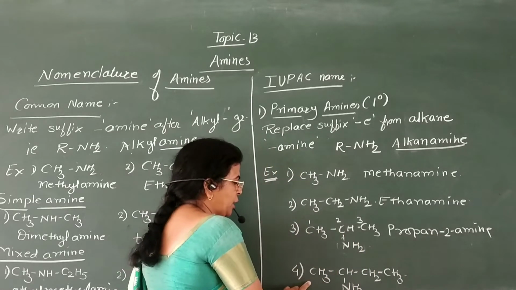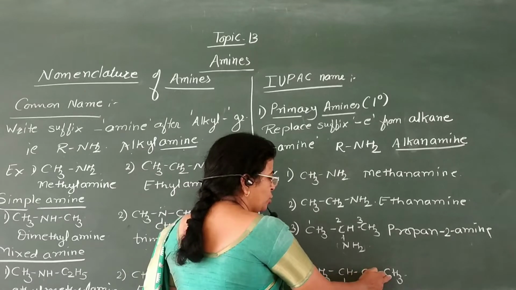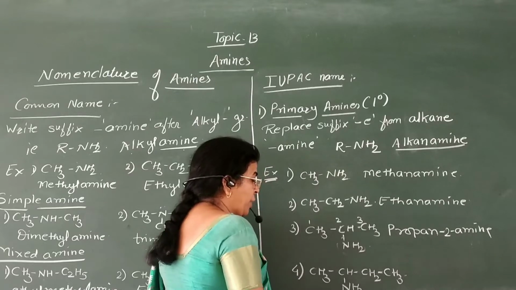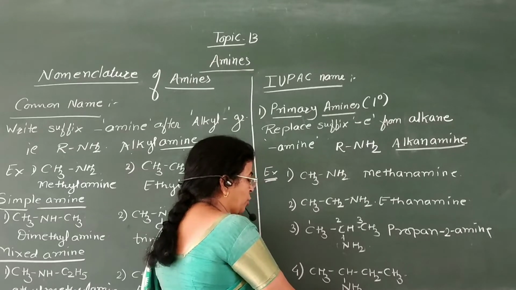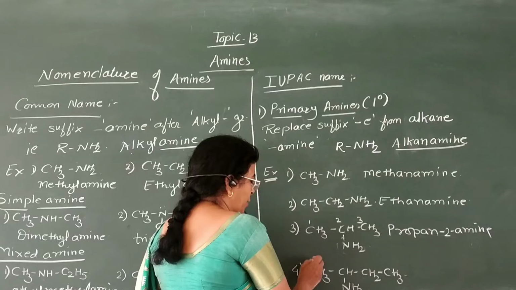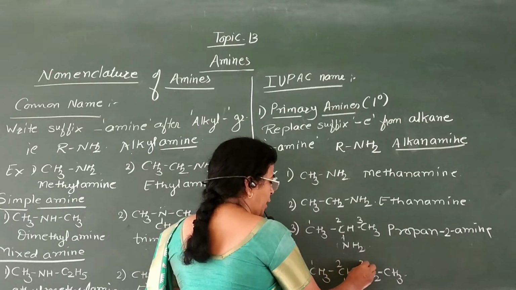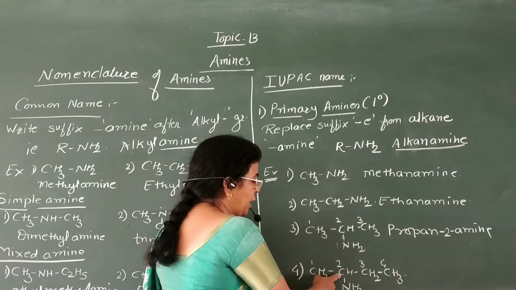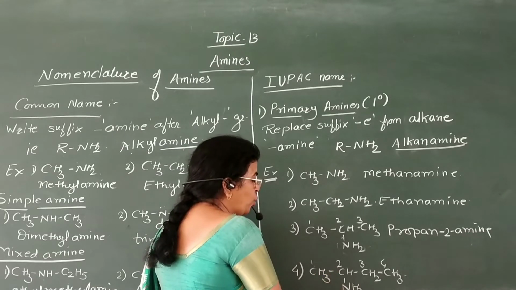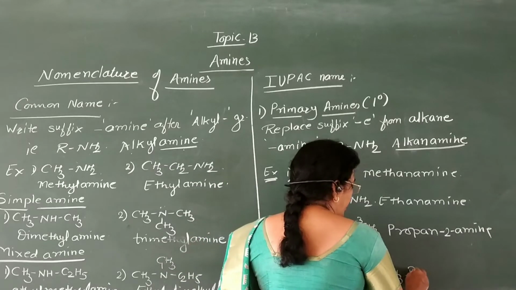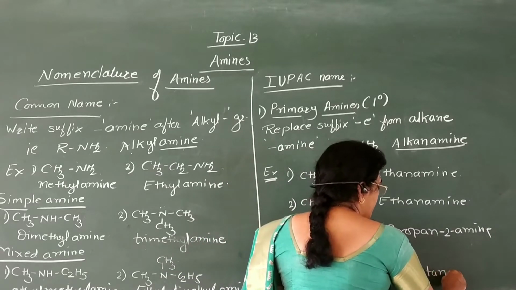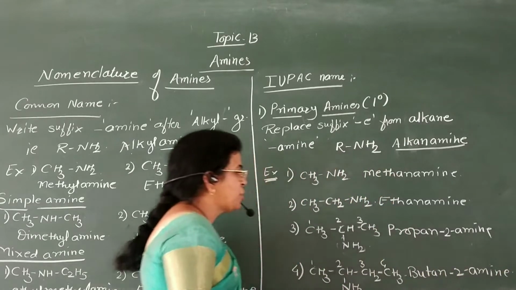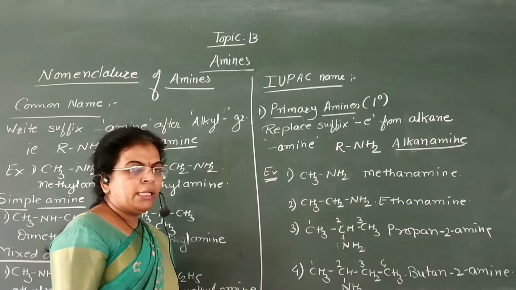Now last one, CH3CHNH2CH2CH3. Now here there are 4 carbon atoms. Now first give numbering from the end which is nearer to the functional group. 1, 2, 3 and 4. Give numbering from this side. Parent alkane is butane and replace suffix E from butane by 2 amine. That is it becomes butan-2-amine. In this way, IUPAC names for primary amines are given.